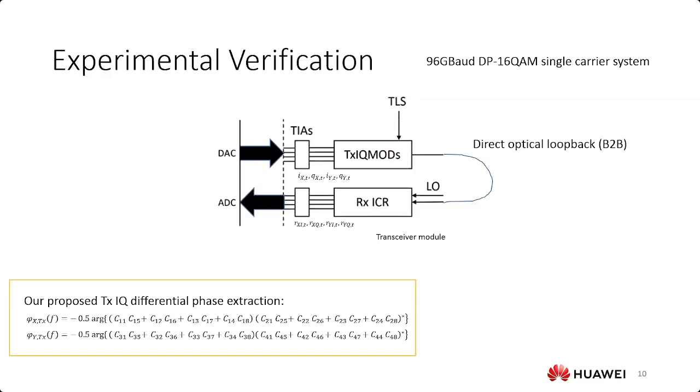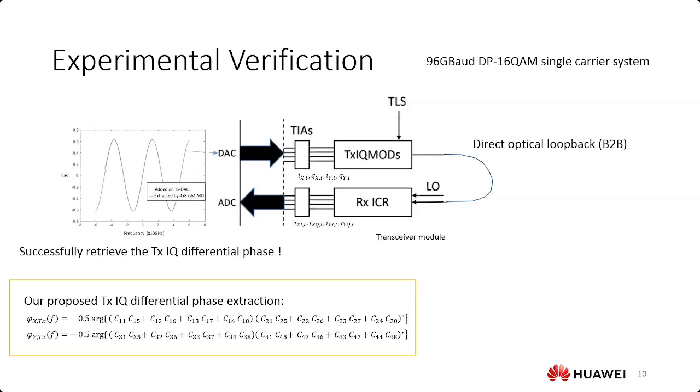To verify first the transmitter IQ differential phase extraction, we'll just do a direct loopback within our transceiver module, which is a back-to-back setup. First we load some funny shape, for example, a sinusoidal differential phase on the back, and we can successfully retrieve this phase from our DSP using our method.